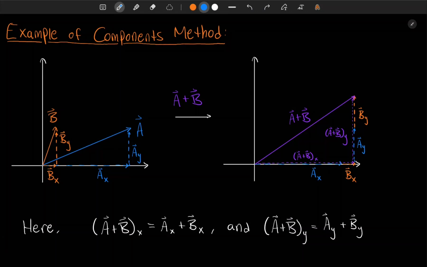And here, the x component of a plus b is the sum of the two x components of a and b. And the y component of a plus b is equal to ay plus by. So it's the sum of the two y components themselves. Next, let's look at how we can find the angle of a plus b now.